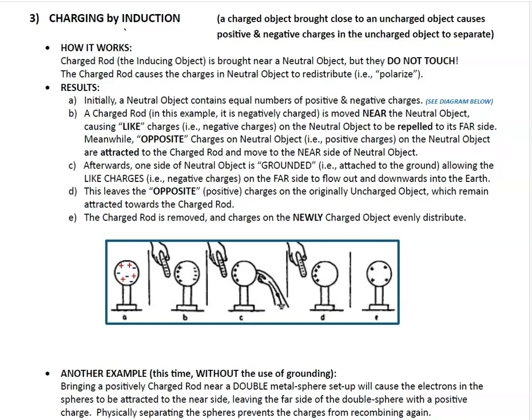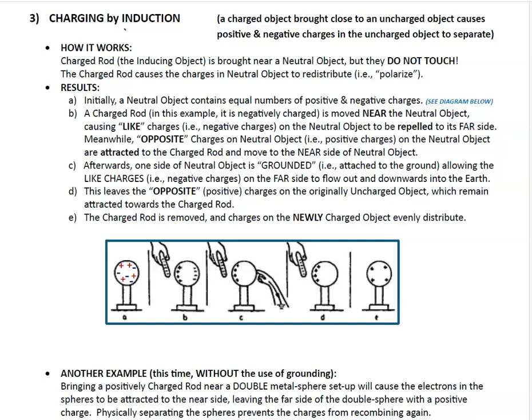Now, in panel B, we bring a charged rod. And in this particular example, that charged rod happens to be negatively charged. And it's moved near the neutral object, causing the like charges, in other words, other negative charges in the neutral object, to be repelled. They're going to move as far as they can to the opposite side of the uncharged object. The uncharged object, in this case, is a conducting sphere.